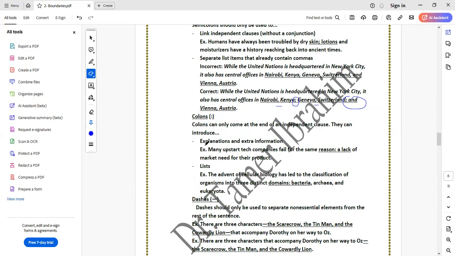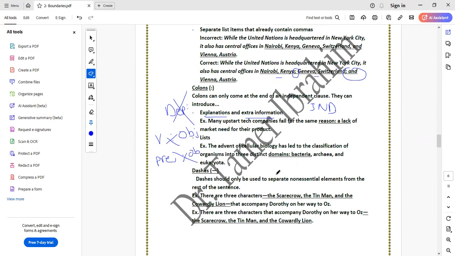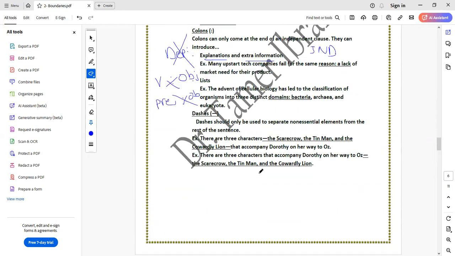Colon for explanation and extra information. But take care. A colon will come after an independent clause. It will not come after a dependent one at all. Don't put a colon to separate the verb and its object. Don't put a colon to separate the preposition and its object. The dash, we talked about it. I think I'm done. Any other information that you want me to explain?